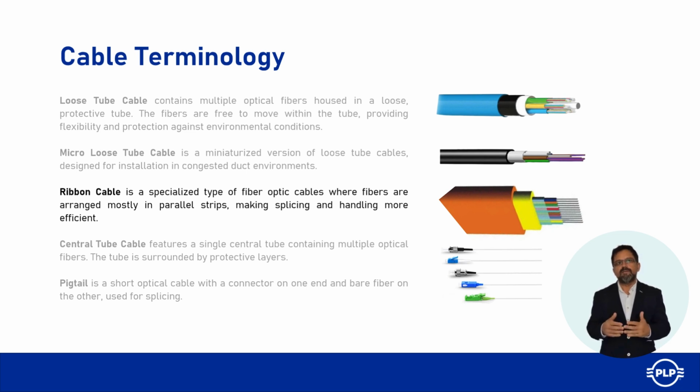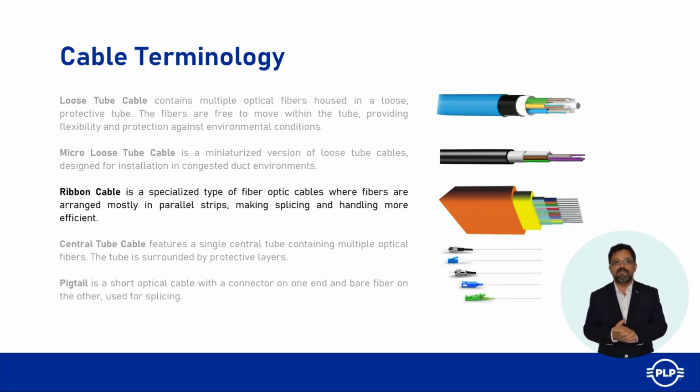A flat ribbon cable has fibers in a straight line, great for mass fusion splicing. A spiderweb ribbon holds fibers together with a thin layer, but they can be easily separated. A rollable ribbon is more flexible and fits better in tight spaces. A mass fusion ribbon is made for high-capacity networks with many fibers in layers.